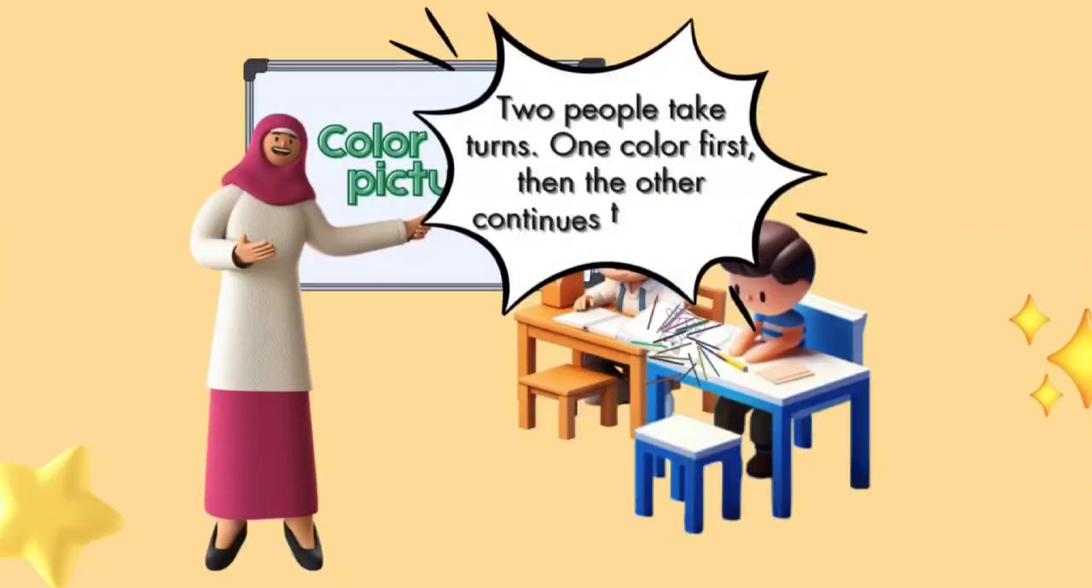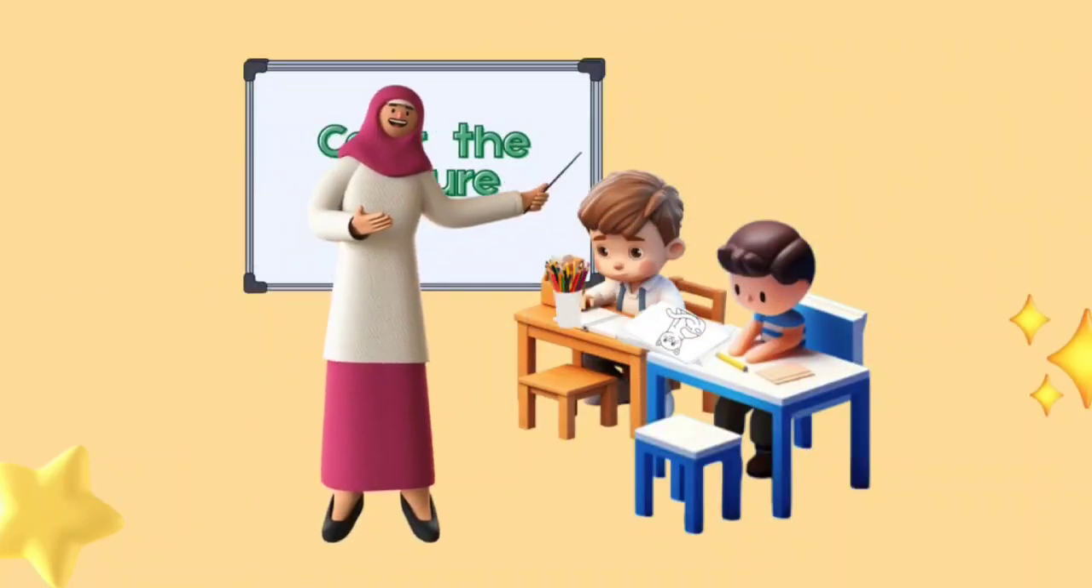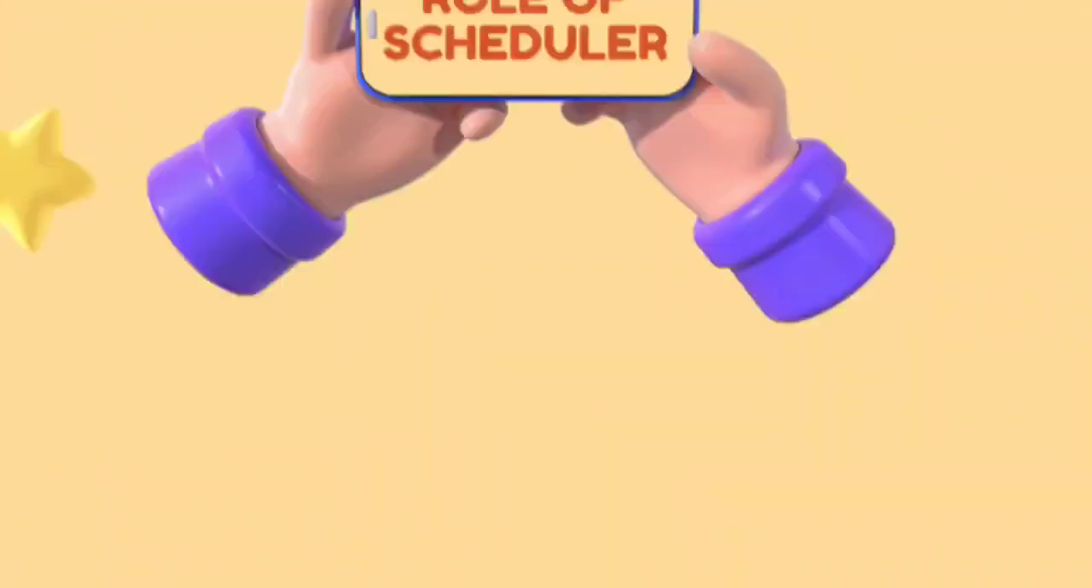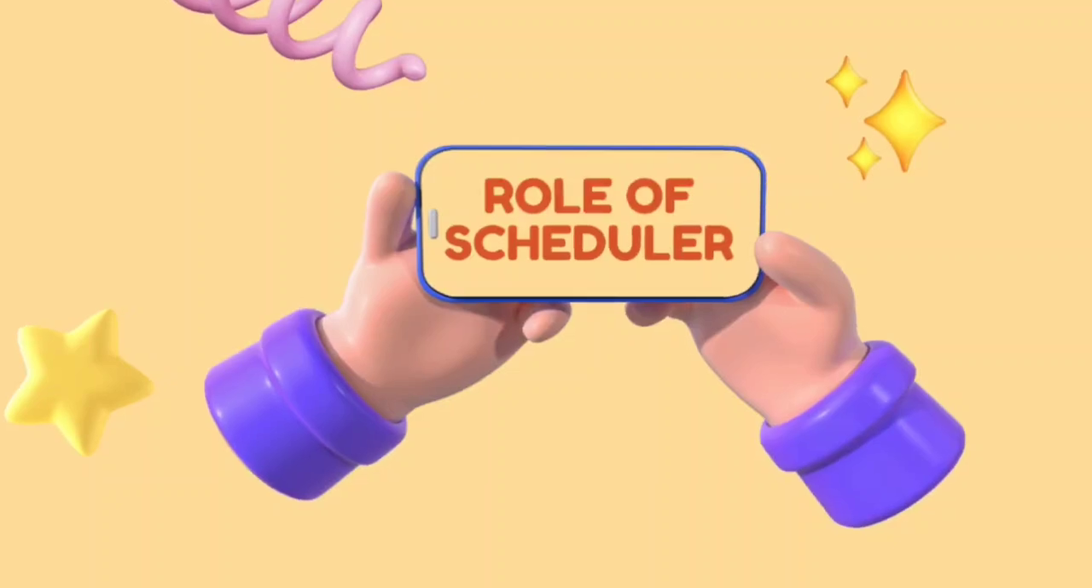The two people take turns. One colors first, then the other continues to color it. The two students then colored one by one calmly without disturbing the work of the other. Yay! Done! Now let's look at the next part, which is the role of the scheduler.